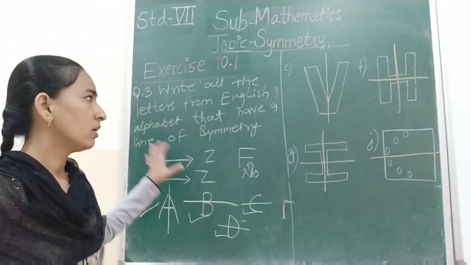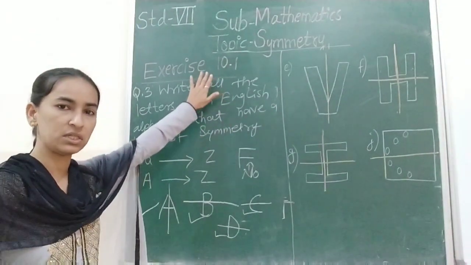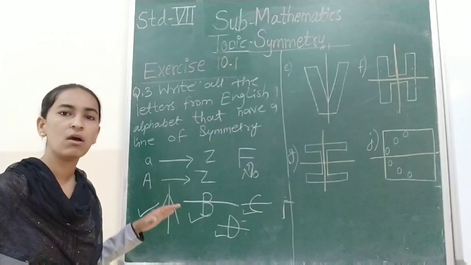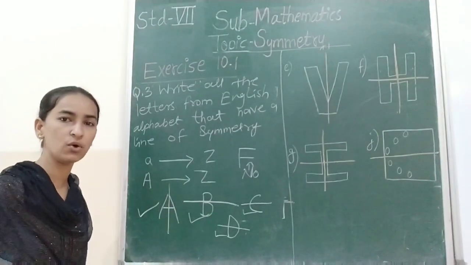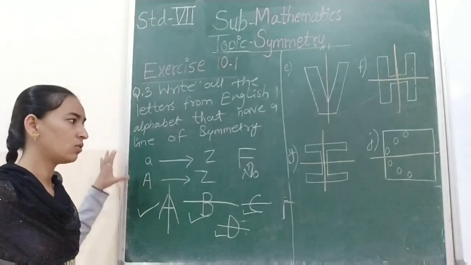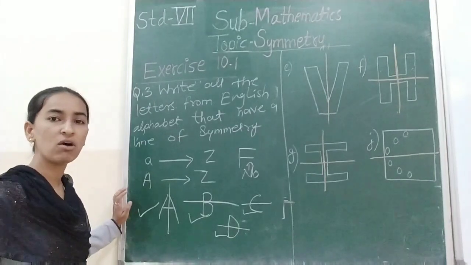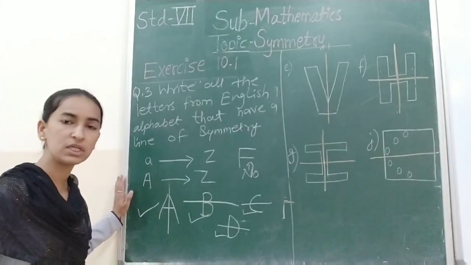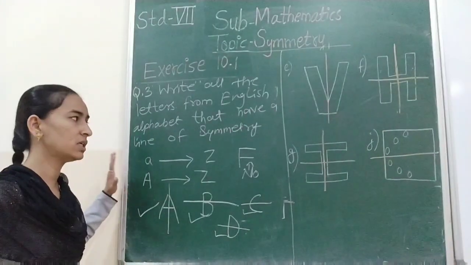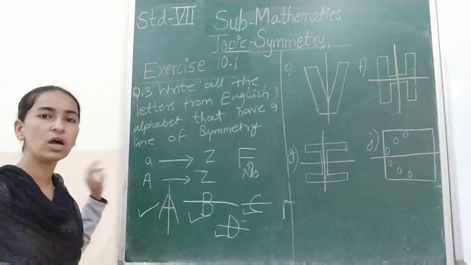Okay students, that is the introduction to symmetry. That means what is the meaning of symmetry and the line of symmetry. It is over in this video. If you have any doubt, you can mail me. Okay students, you understood what is line of symmetry and what is the meaning of symmetry? Yes, if it gives the mirror image, that means it is symmetrical. If it is not given, then it is not symmetrical.